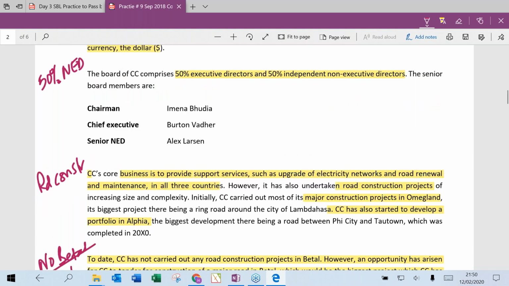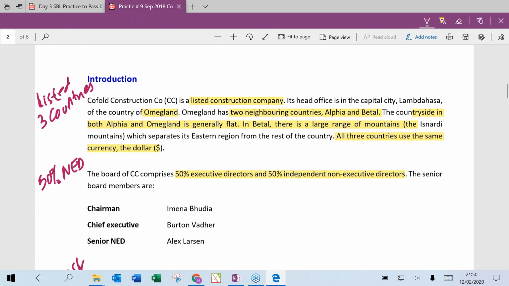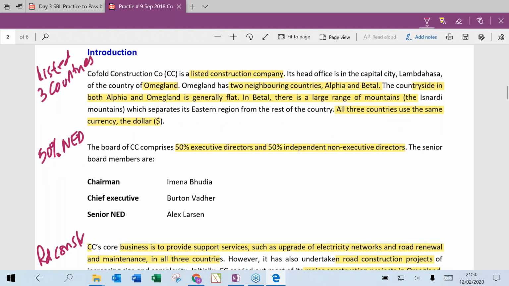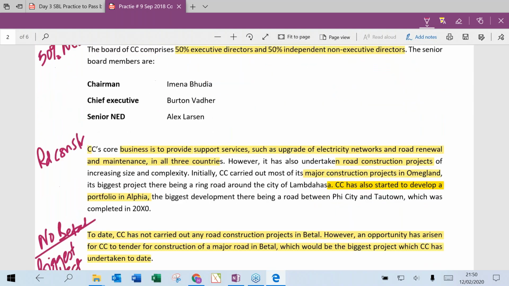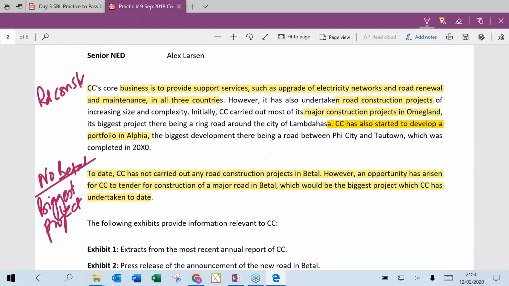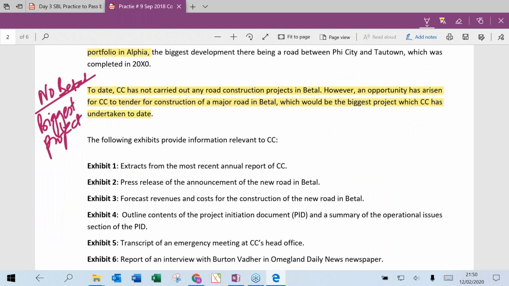So what's the introduction about? That we are a listed company, we work in three countries, our board is 50% NED, which is very good. Our core business is road construction and support services. To date, we have not done any road construction in Beetle, and there is an opportunity, and if we get that tender, that would be our biggest project so far. The following exhibits provide the information.